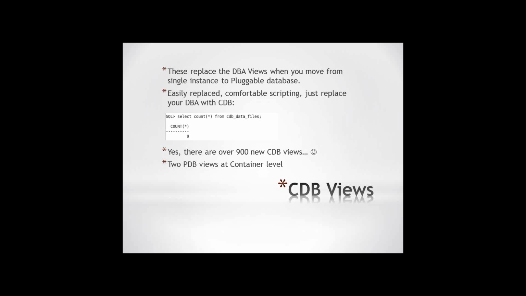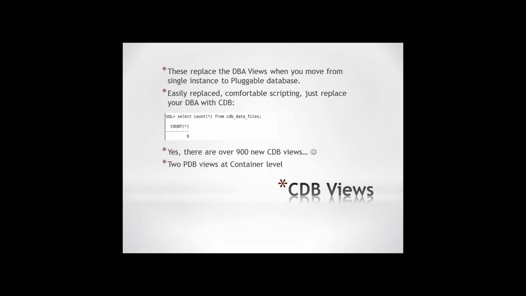So as you can see here, I said select count star from CDB_data_files, and it told me this is how many files I have in my CDB, and this is from the CDB layer. And this means that it doesn't just include the CDB, but it's telling me everything that I had at that moment for each of my pluggable databases as well.